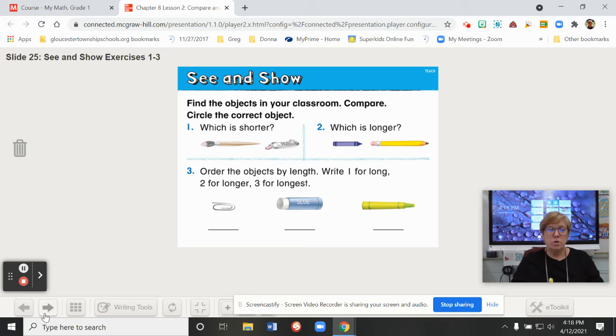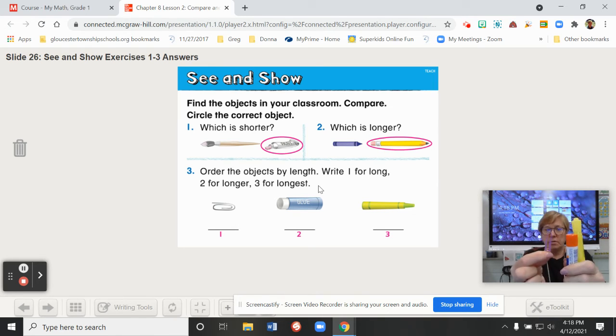Now let's look at our answers and check them. In this picture, the tube of paint is shorter. And as I compared, just like here, the pencil is longer. Now, again, remember long, longer, longest. This is long, the paper clip, so that's one. But the glue stick is longer than the paper clip, so that's two. And the marker, the highlighter, is the longest of them all, so that would be three. If you need to pause it and check your answers again, certainly do that.